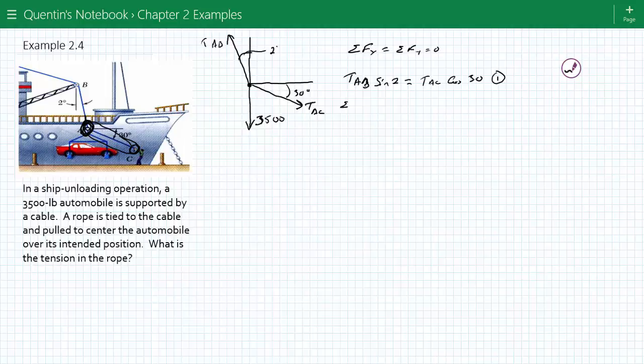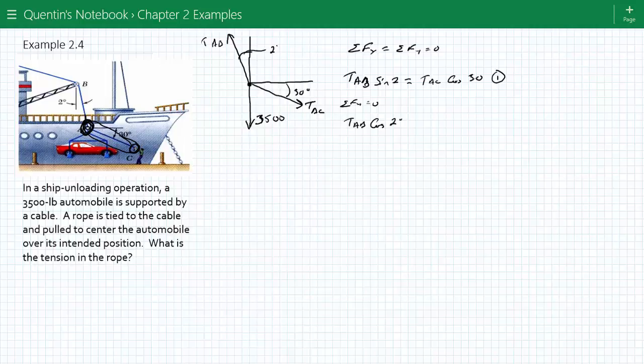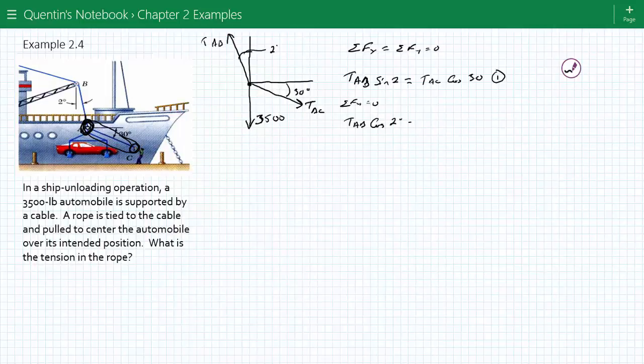And then we're going to take the sum of the forces in y equals 0, and that's going to tell us what? TAB, in this case, is going to be times cosine of 2 degrees. That's our up, and that needs to equal our down forces, which are going to be 3,500 plus TAC times sine of 30. So this is equation 2. Okay, so now we simply have two equations, two unknowns. What are our unknowns? It's TAB and TAC. And so we just solve for it.